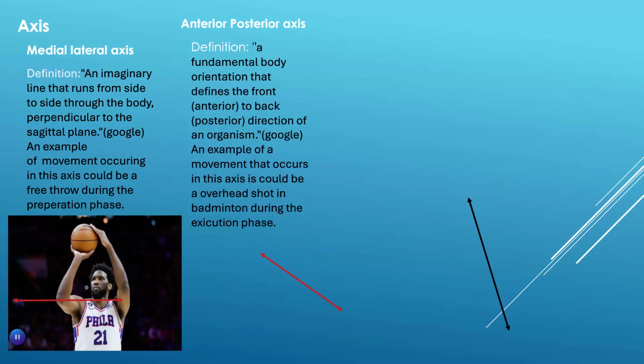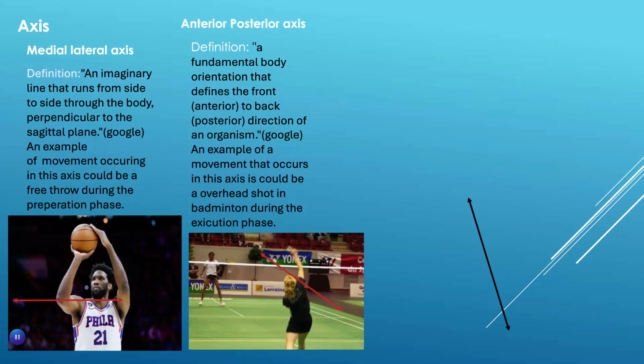Anterior-posterior axis. A fundamental body orientation that defines the front, anterior, to the back, posterior, direction of an organism. An example of a movement that occurs in this axis could be an overhead shot in badminton during the execution phase. The axis runs through the front of the shoulder to the back of the shoulder and allows the movement of the badminton player's arm to come up, allowing the badminton player to then smash the shuttlecock down.